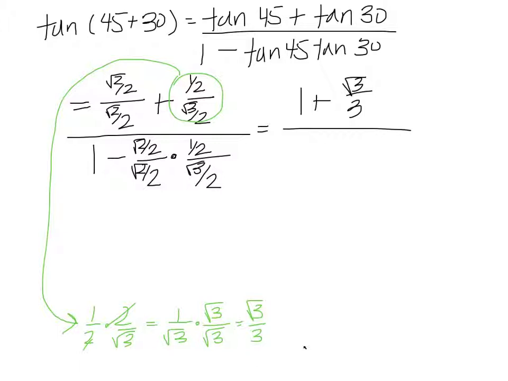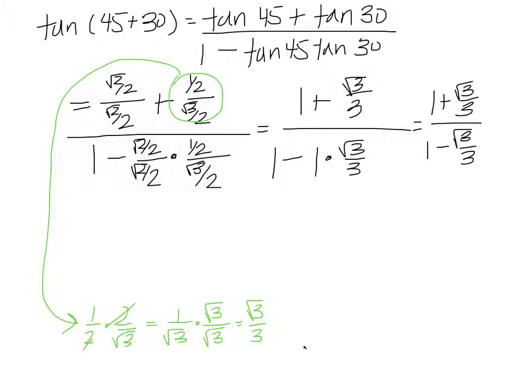On the bottom, we had 1 minus, that was there already, part of the formula. Square root 2 over 2 over square root 2 over 2 is 1, times square root 3 over 3. Will that end up making it just square root 3 over 3? The 1 times square root 3 is just square root 3 over 3. So we have 1 plus square root 3 over 3 over 1 minus square root 3 over 3. Those do not cancel. You cannot cancel anything out there. I warn you not to get cancel happy here.